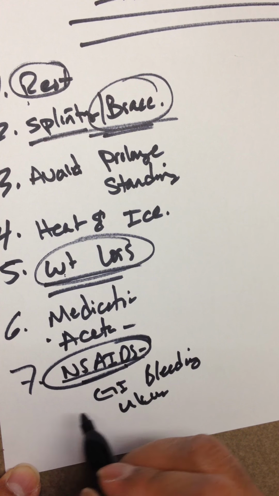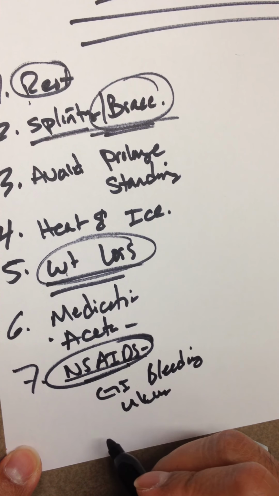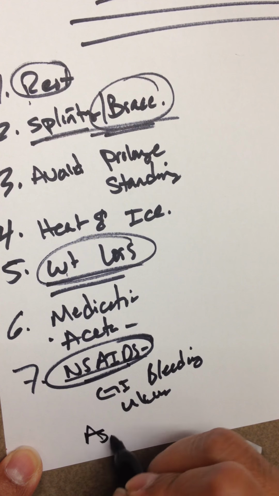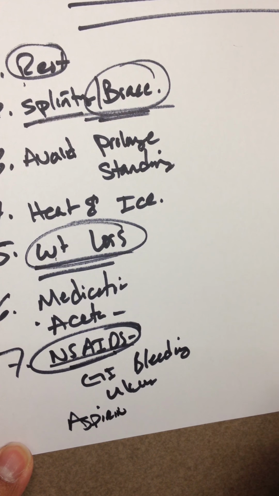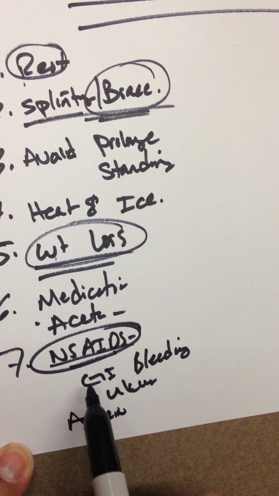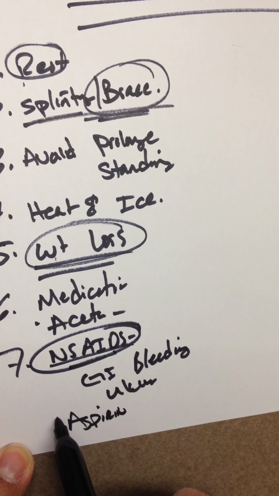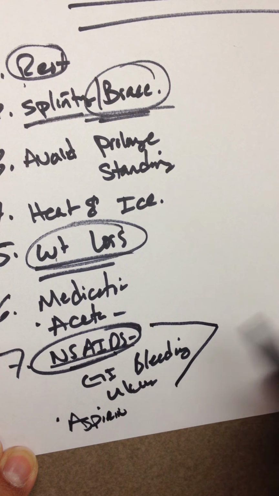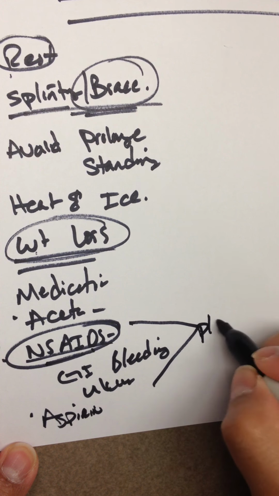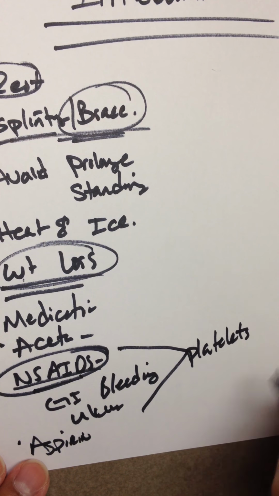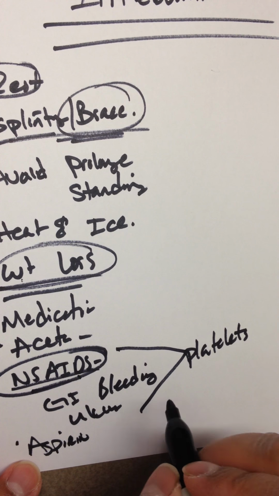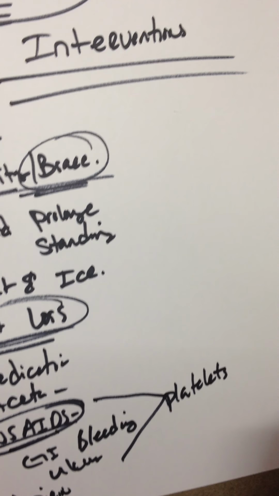Now patients may also use something like aspirin, but you would caution your patient not to take NSAIDs and aspirin together, because this would cause problems with your platelets and your clotting time would increase, so that would put a patient at higher risk for bleeding out.